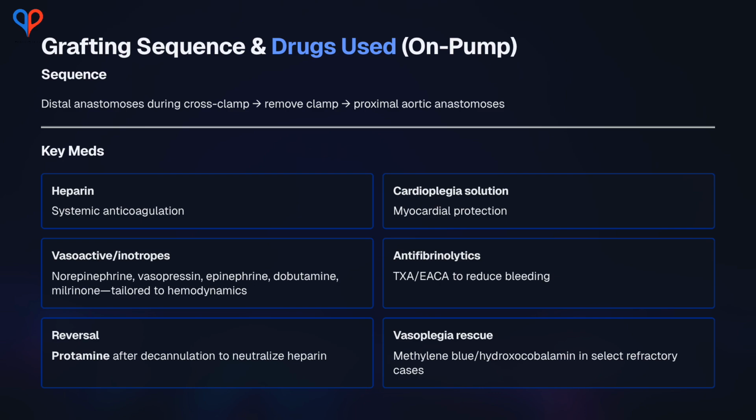Our drug cabinet includes heparin, cardioplegia, vasopressors, and inotropes tailored to physiology, antifibrinolytics to limit bleeding, and protamine to reverse heparin at the end. If vasoplegia appears, agents like methylene blue may rescue.